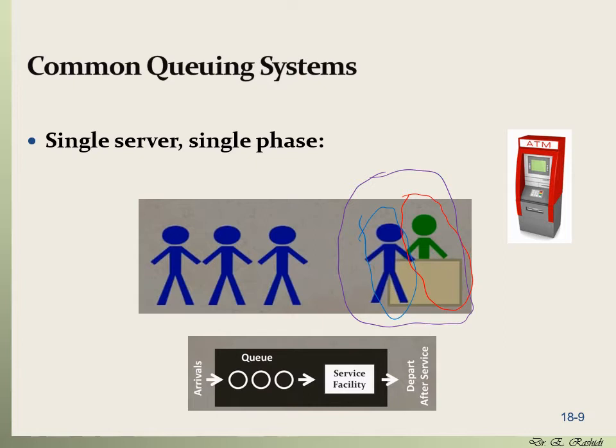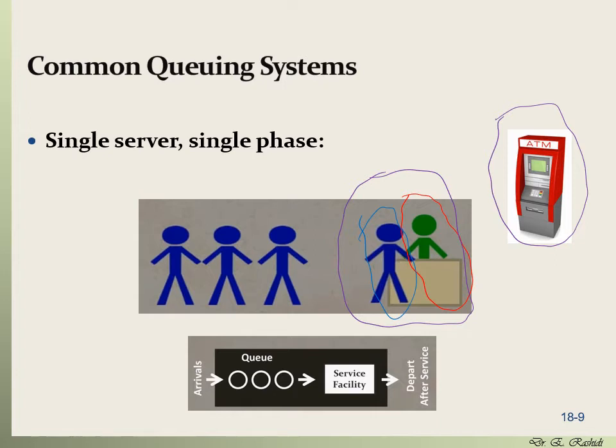Single server, single phase. An example of this in reality is an ATM. An ATM is just one step. It's one phase. When you are done with it, that's it. You just quit the system. And each ATM, or each server, can only work with one customer.